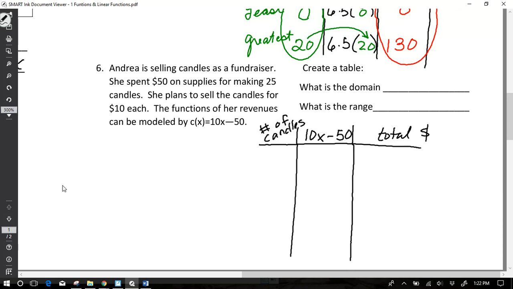So I want you to think about the domain. She spent $50 on supplies for making 25 candles. I want you to take just a minute and think about what is the least number of candles that she could sell, or what is the greatest number of candles that she could sell, and then fill in your chart. So pause the video while you think about that.